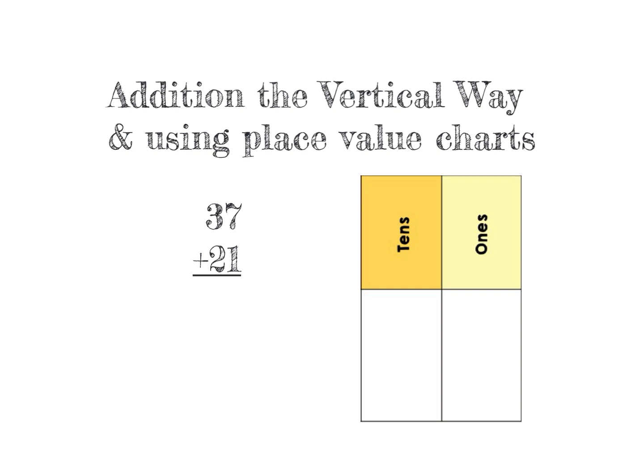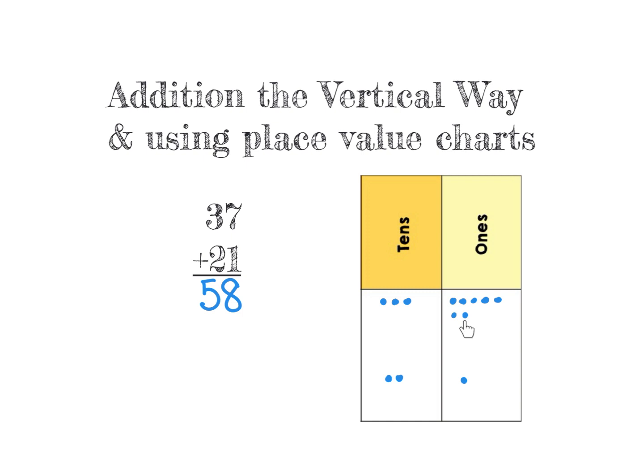Here we're going to add the vertical way again and use place value charts to help us check our work. 37 plus 21. First, we're going to add 7 and 1, and the answer is 8. Next, we're going to add 3 plus 2, and our answer is 5. We're going to come over to the place value chart and put 3 dots for our 3 tens in 37. And then 7 dots in our ones place for our 7 ones. Closer to the bottom, we're going to put 2 dots for our 2 tens in 21 and 1 dot for our 1 one in 21. Now we're going to count.